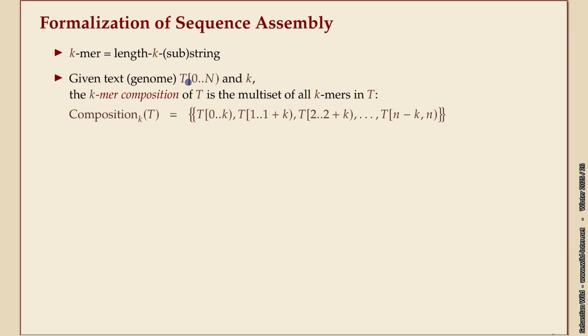Then if we're given a text, say our genome, and some length for these k-mers, then the input to our problem will be this. The k-mer composition of a text is just all these contiguous length k substrings that the text has. So every possible starting position, you take the substring of length k, all the k-mers in the string. Now, as indicated with these double braces, in general, that's a multiset, right? You can have repeated parts, and that would mean that some k-mers might occur more than once.